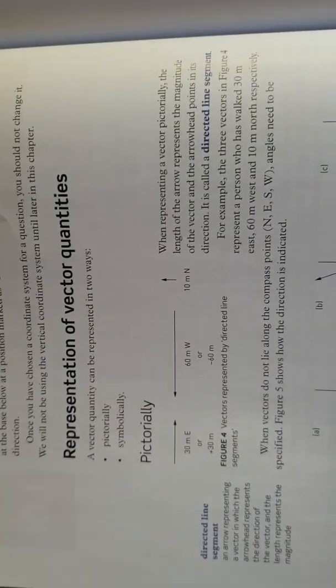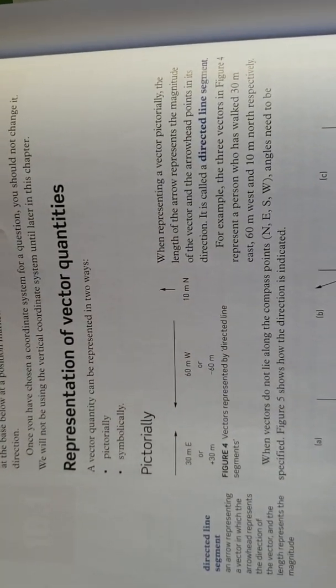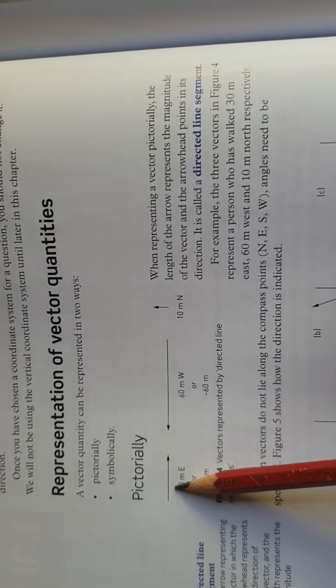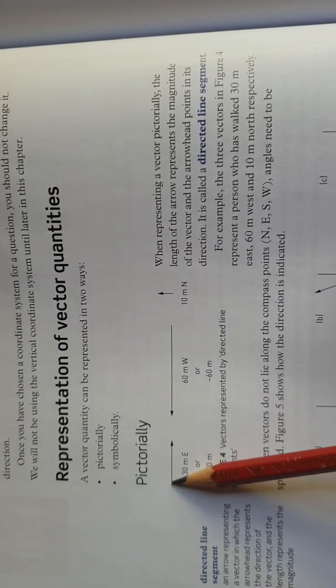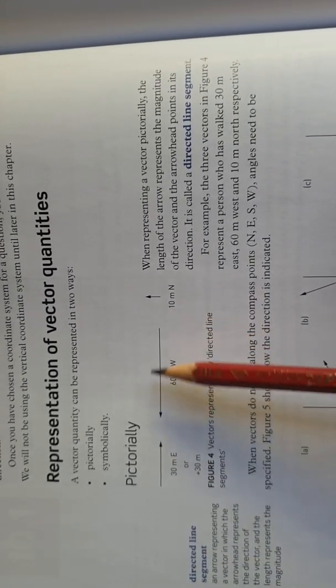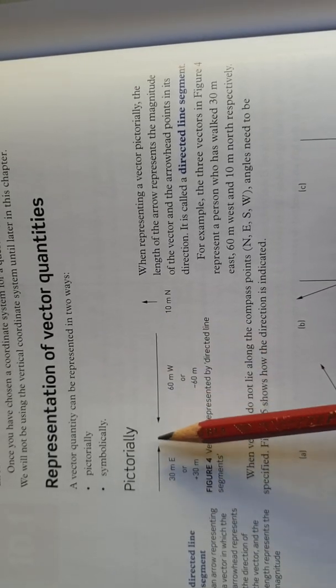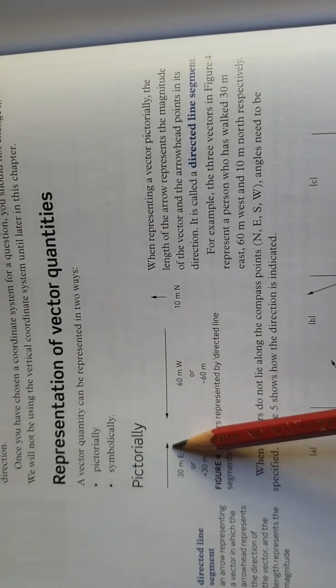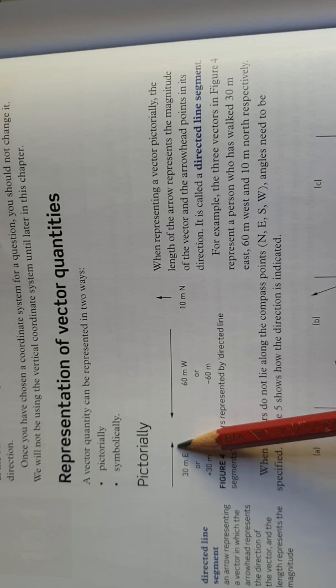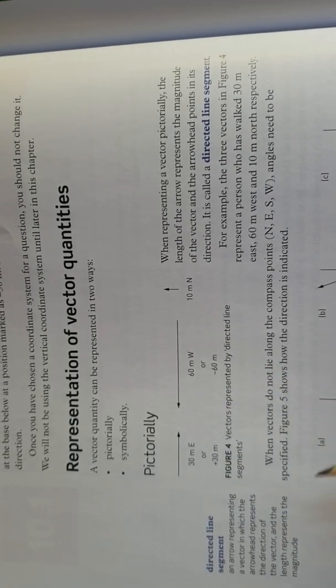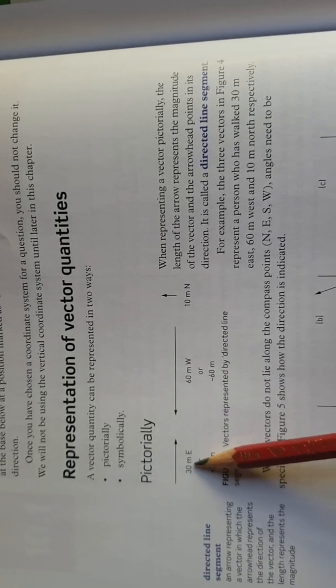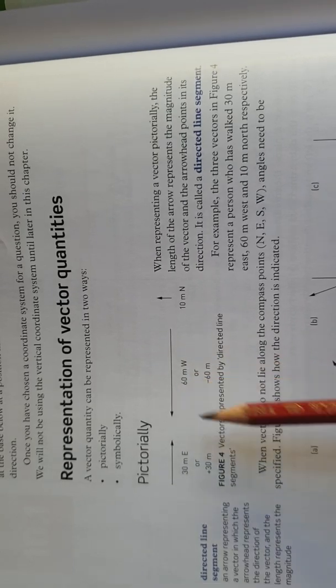Rightio, and to represent a vector, they use an arrow. Now, when you first start off doing it, you usually start off drawing these arrows to scale. So this one is 30, this one here is 60, so it'll be twice the length, and the arrowhead represents the direction of the motion. Right, so you can go 30 meters east, 60 meters west.